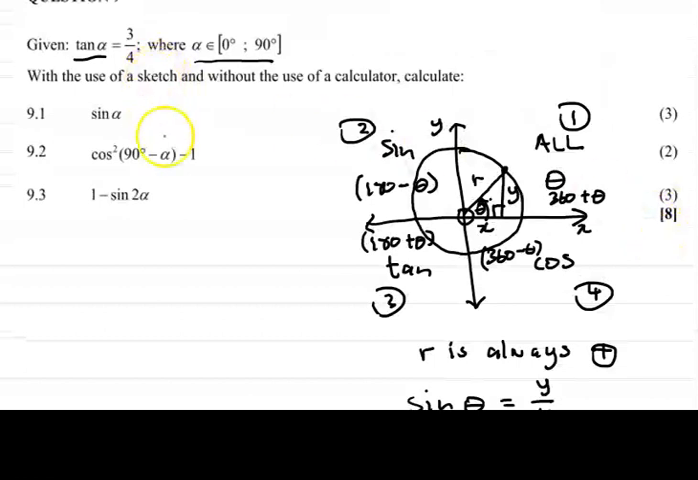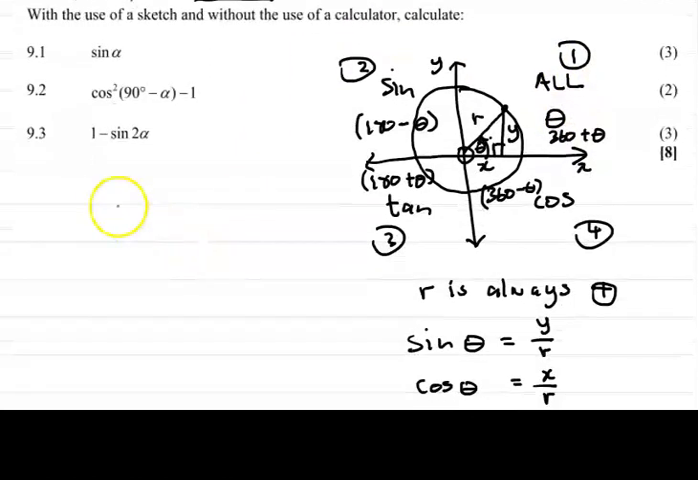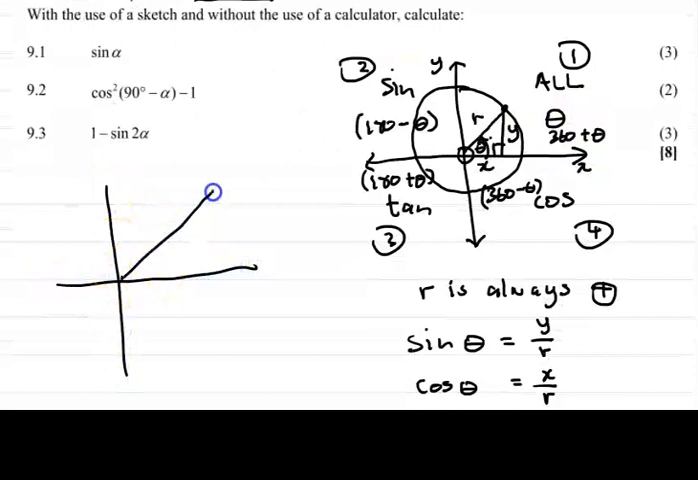Now, let's get back to the question. It says tan of alpha equals 3 over 4, where alpha is between 0 and 90. So between 0 and 90 is the first quadrant, which means that the sketch has to be drawn in the first quadrant. Remember, all angles start from the positive x-axis and they go in an anti-clockwise direction.